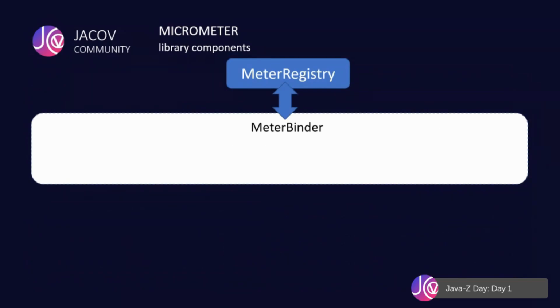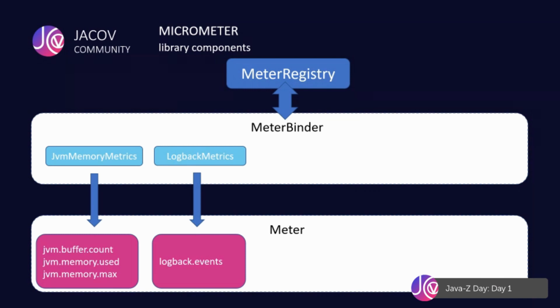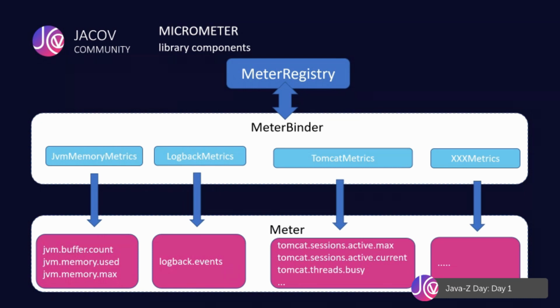Meter binders are ready-to-use utilities that collect metrics from the most common resources. Micrometer implements multiple built-in binders to monitor the JVM, logging events, Tomcat, and much more. In Spring, those binders are auto-configured.